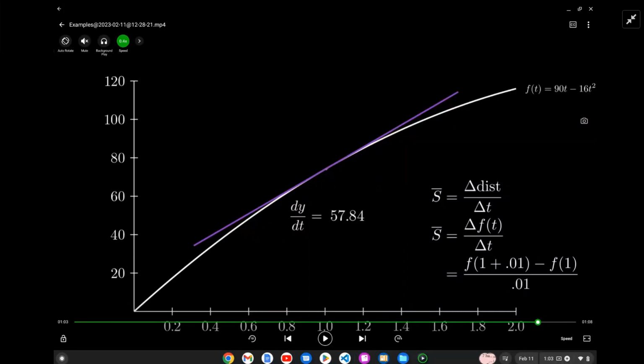So, okay, I hope this is helpful. I think it gives a good illustration of, again, the relationship between average speed and the delta t, the change in t. As that delta t gets smaller and smaller, the average speed approaches the instantaneous speed.